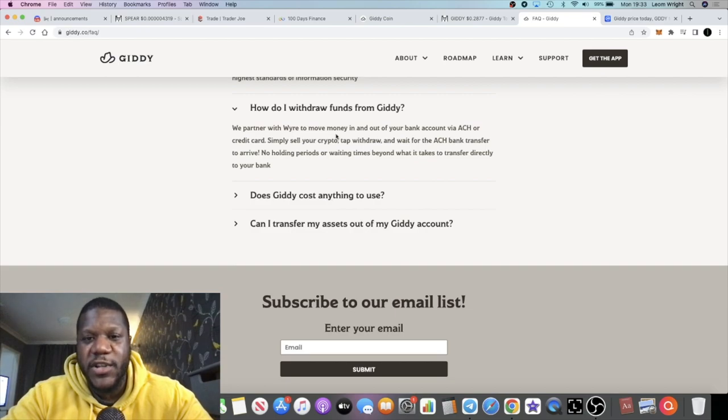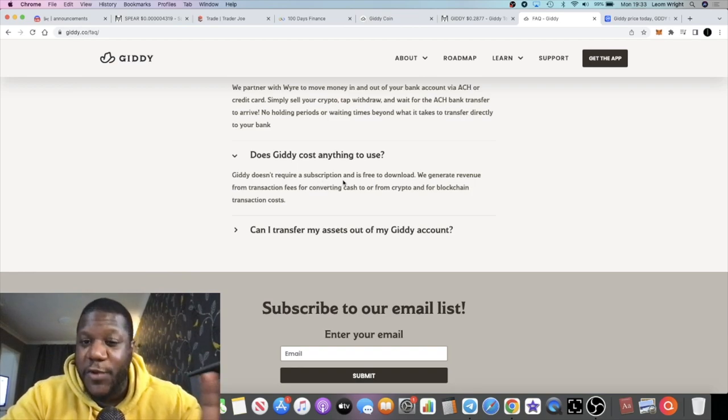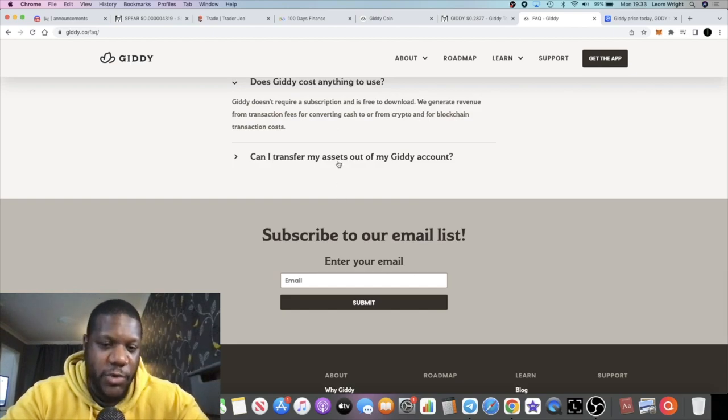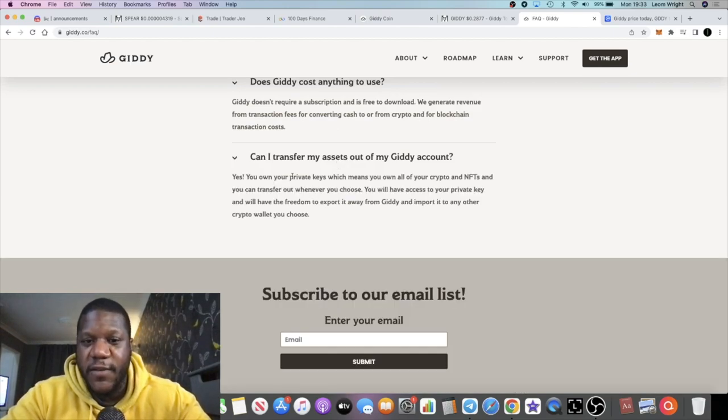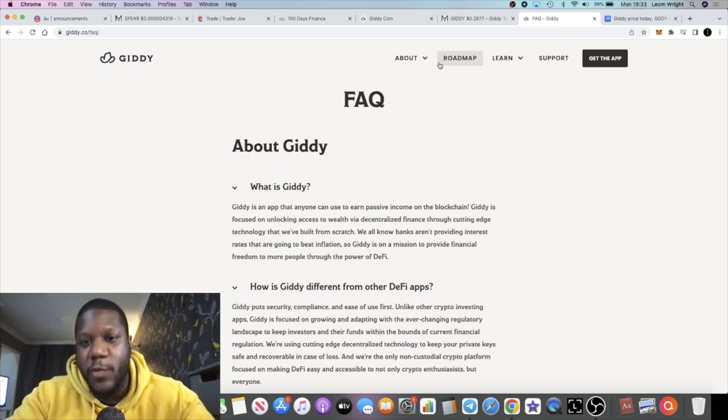How do you withdraw funds from Giddy? We partner with Wire to move money in and out of your bank account. Of course, that is pertaining to the app, not just if you're buying a token and holding it in your non-custodial wallet, such as MetaMask, for example. Does it cost anything to use? It doesn't require a subscription. It's free to download the app. They generate revenue through transaction fees and converting cash to or from crypto on the blockchain, just like crypto.com and Coinbase and places like that. Can you transfer your assets? And of course you can. You know how this thing works already, because if you're watching this video, you know how crypto works. We do very high risk stuff over here, so most of you will know what's going on.